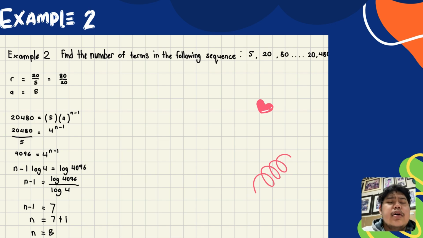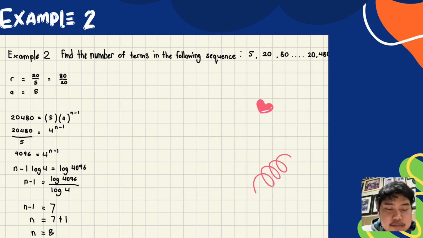So here we're going to use the Tn formula. Tn equals A R power of n minus 1. So here you can see 20,480 is our Tn, equals A equals 5 and R equals 4 power of n minus 1. So here we bring the 5 to the other side in order to divide. 20,480 divided by 5 equals 4 power of n minus 1. So we will get 4,096 equals 4 power of n minus 1.